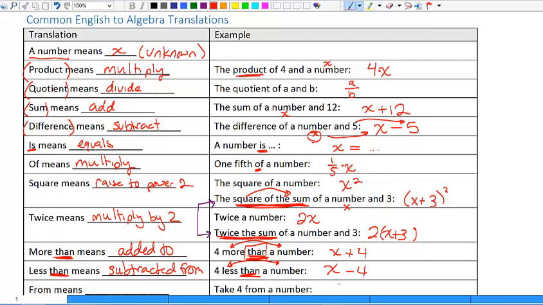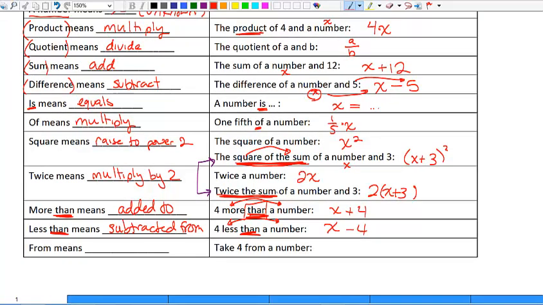And try not to blame the algebra here. I think it's an English problem because who says 4 less than a number? If I was creating the English language, I would probably say the number less 4, because that makes more sense. You take the number and then you subtract 4 from it. But I don't get to make the English language.